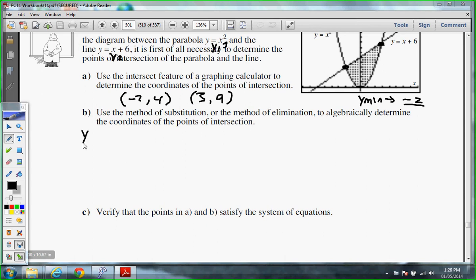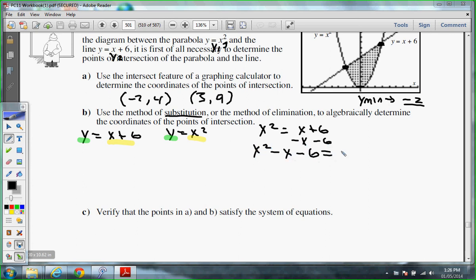So algebraically, you have y equals x plus 6, y equals x squared. So we want to identify that y equals and y equals these same things, x plus 6 and x squared. Since they both equal y, we can set them equal to each other using a substitution type method. So x squared equals x plus 6. Now we're going to go ahead and minus the x, minus the 6. So we have x squared minus x minus 6 equals 0.